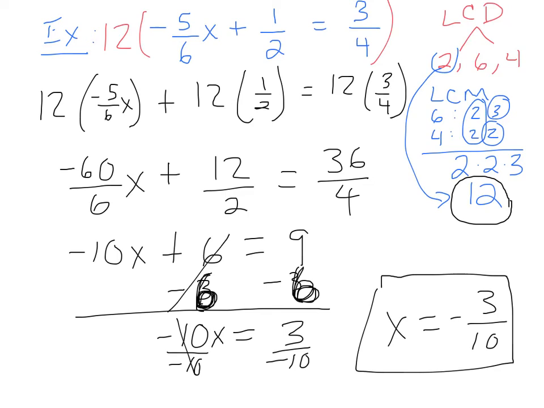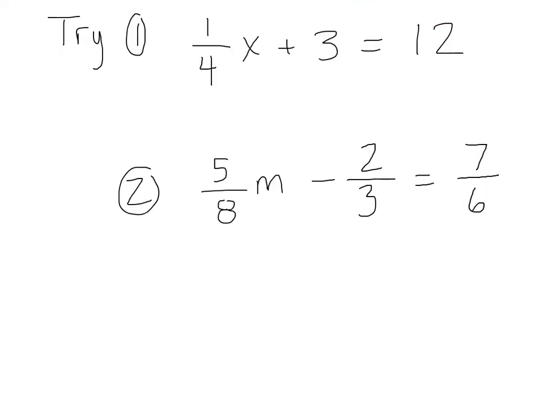Let's see if you can try one. Okie dokie, you've got these two equations to try and solve for the given variable. In the first, I hope it's obvious what the least common denominator is. Make sure you multiply that least common denominator by every single term and then solve the resulting equation.